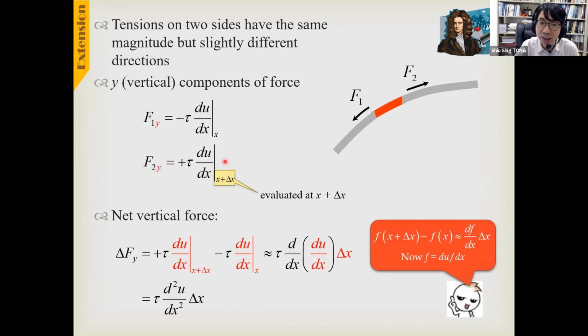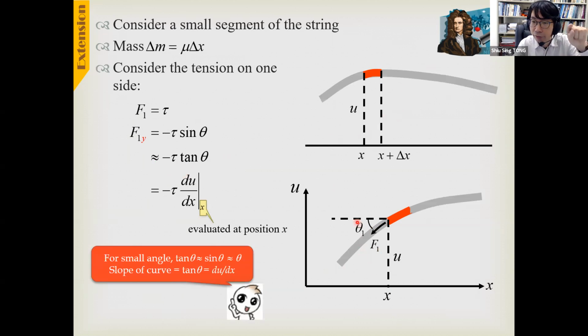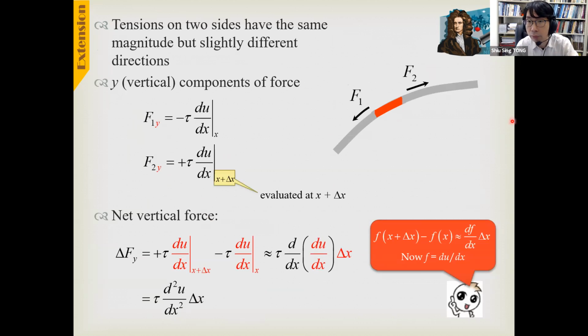upwards. And because there's a slight change in angle, on the left-hand side, the angle is theta 1 because the string is curved, right? It's curved. So on the right-hand side, the angle has changed. It's changed to another angle. Let's say the angle is theta 2. So when I evaluate this du dx to find tangent theta, this quantity should not be evaluated at x, but it should be evaluated on the right-hand side because there's a slight change in angle now. So I evaluate the derivative du dx at the new position x plus delta x.